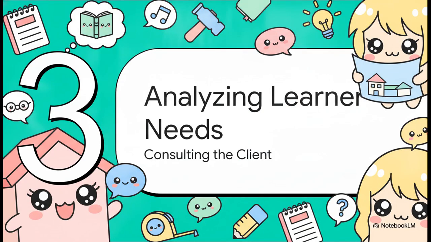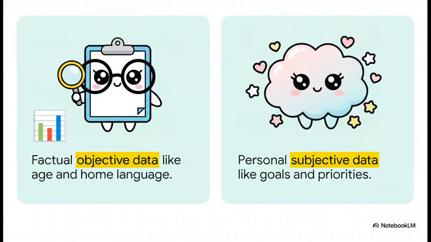Section 3. Analyzing learner needs. Consulting the client. Let's look a bit closer at that second perspective, the learner. Because if we're building a house, we have to consult the client to figure out exactly what they need the new building for, right? In syllabus design, this is called needs analysis. And when consulting our clients, we basically gather 2 very different types of data. First, we have objective data. This is the factual stuff. Age, nationality, home language, it's super easy to collect, but it doesn't give us the whole picture.